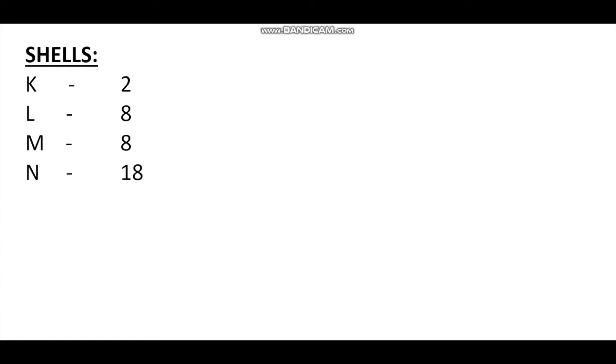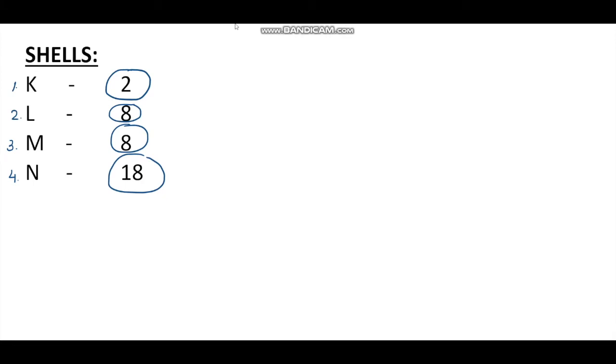Let's get started. So here we will talk about four shells: K, L, M, N. Shell K can accommodate a maximum of 2 electrons. So it is basically the capacity. It is not our choice what we want. It is the capacity of this shell. Shell K can only have 2 electrons. It cannot have more than 2 electrons. Similarly, L can have 8, M can have 8, and N can have 18 electrons.